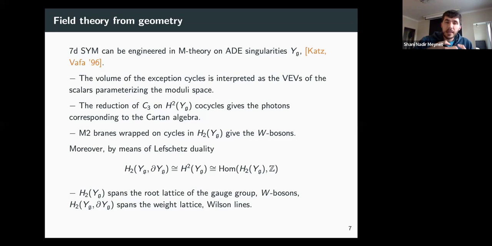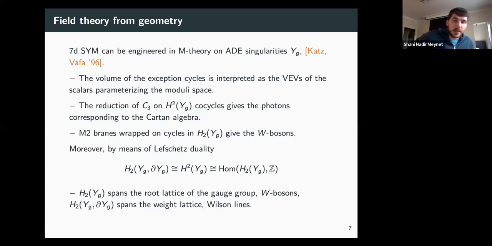And on this cycle, I can now wrap the three-form of M-theory. This will lead to a massless photon that I can interpret as the photon that comes from the Higgsing. Indeed, I'm giving a vev to some scalar, I'm Higgsing my super-Yang-Mills through some adjoint Higgsing, and so I will have photons that go around. These are interpreted as the dimensional reduction of the three-form of M-theory on these exceptional two-cycles.